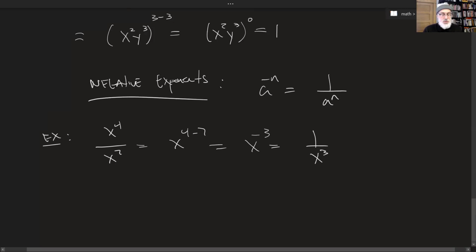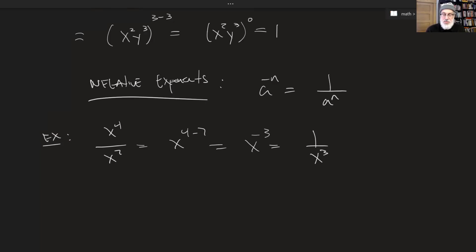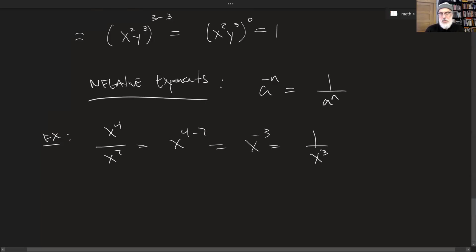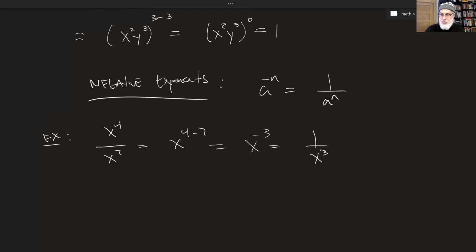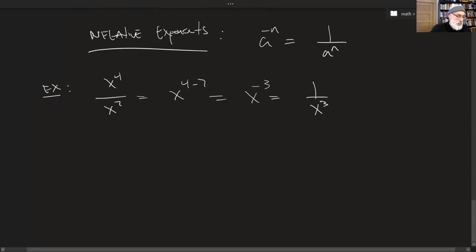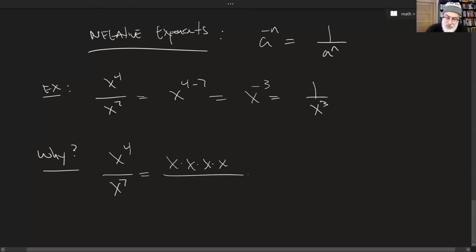These are equivalent expressions. If you go on and take calculus or study calculus, sometimes it's advantageous to have x to the negative third power. Sometimes it's better to have x to the third in the denominator. So why does this happen? Let's look at the same example, but let's take this more literally. We have x to the fourth, which means that we're multiplying the base 4 times. Same with the denominator, we're multiplying the base 7 times.